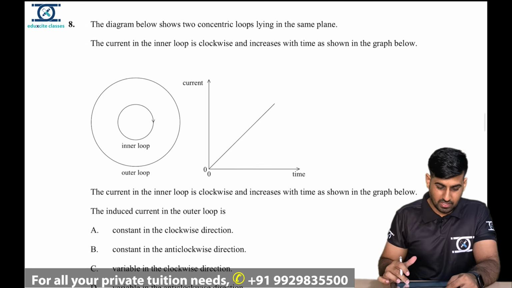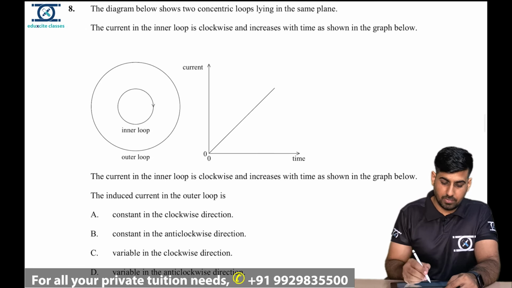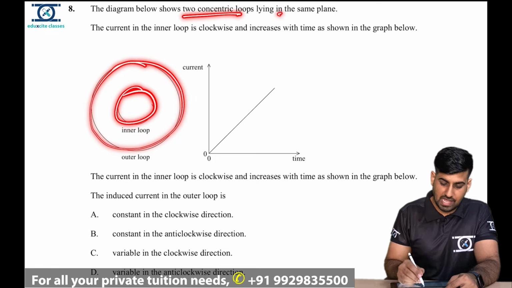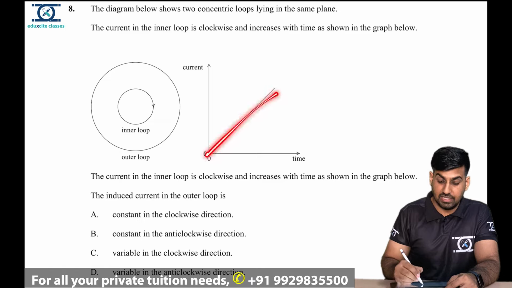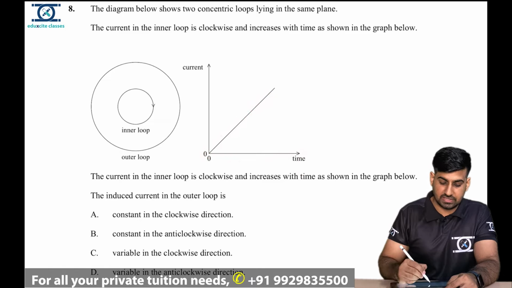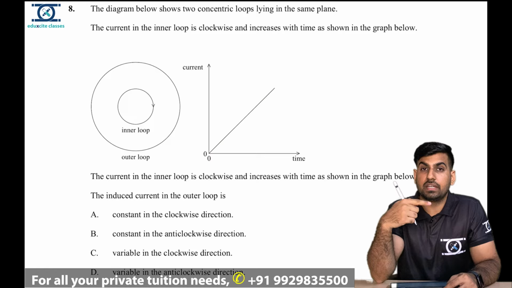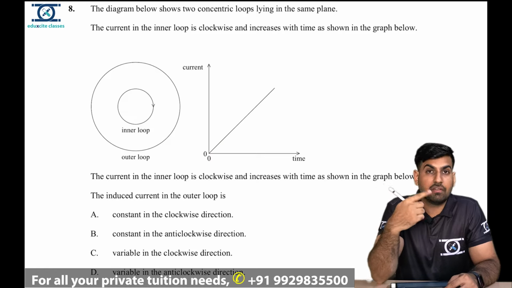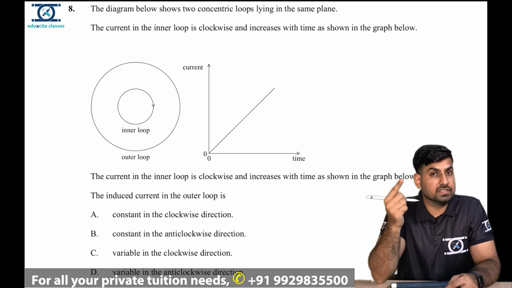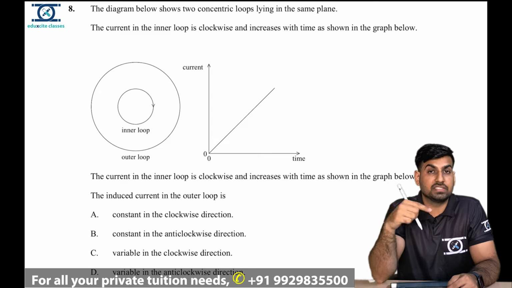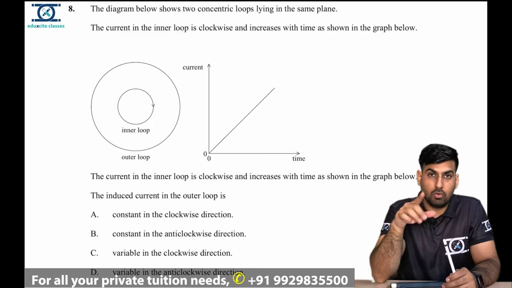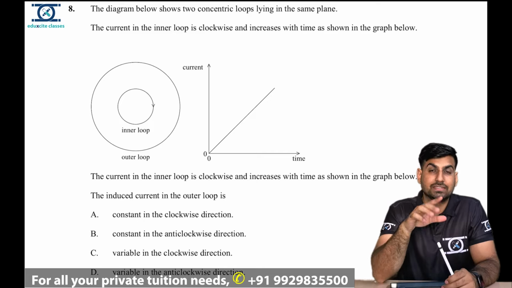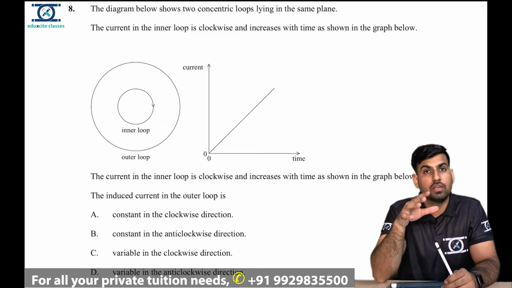Okay, simple. Now question number 8. The diagram below shows two concentric loops lying in the same plane. The current in the inner loop is clockwise and increases linearly with respect to time. So you can say the current is increasing. Now a current carrying conductor behaves as a magnet, and it will have its own magnetic field. If the current increases, the strength of the magnetic field also increases. Now according to Lenz's law, the outer loop will induce a current in such a manner that it will minimize the effect, or you can say oppose the effect due to which it has been produced.